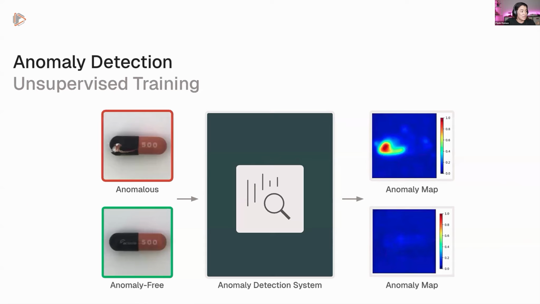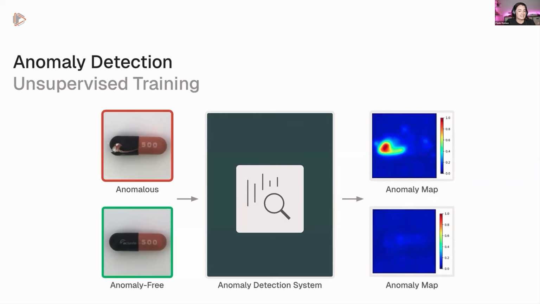And a big advantage of PaDiM and similar methods is that they are unsupervised. You don't need labels of anomalies to start. You train on normal data and just look for deviations. And the result is these anomaly maps that localize unusual regions like a scratch or missing labels.